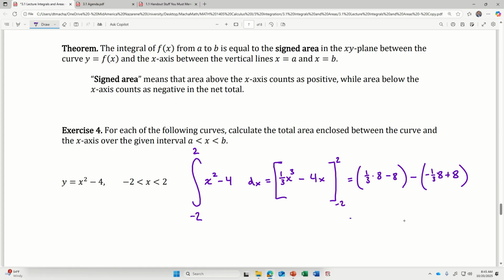So when we distribute the minus sign in the second part and then add all of this together, it's going to be 2 times 1/3 times 8. I've got to subtract 8 right here and subtract 8 right there, so it's going to be minus 16. So 1/3 of 16 minus 16 is minus 2/3 of 16, or in other words, negative 32/3. That's my integral, negative 32/3.